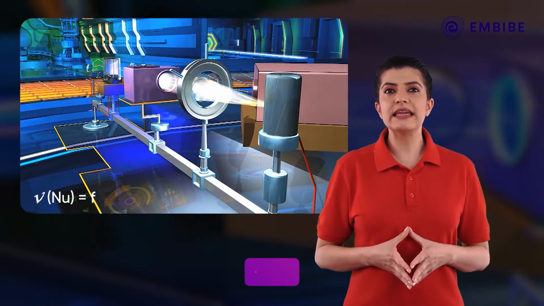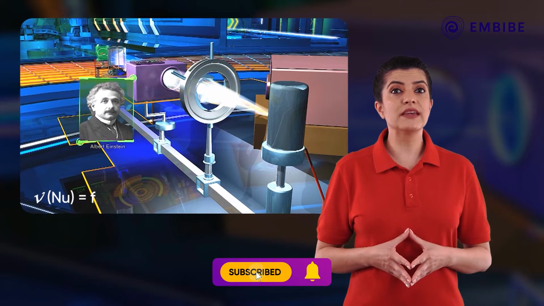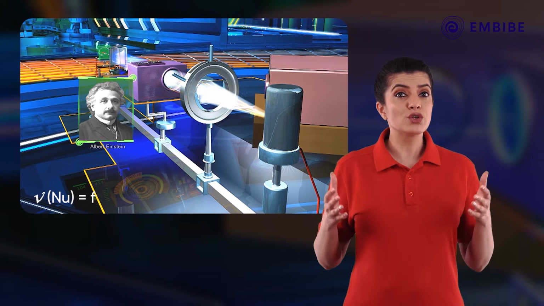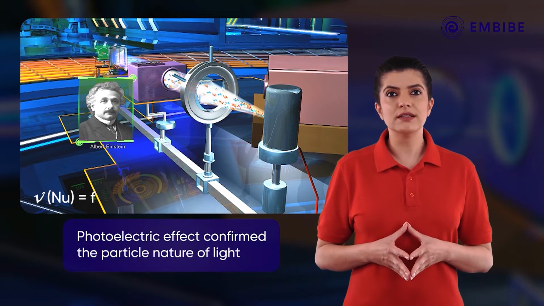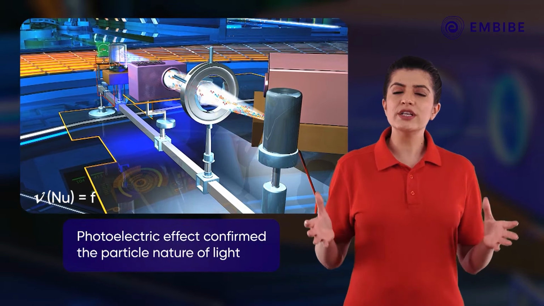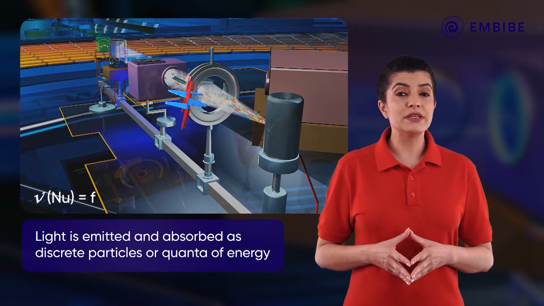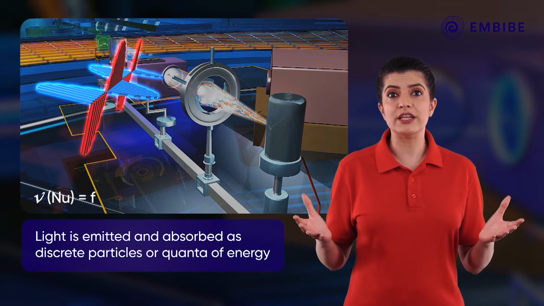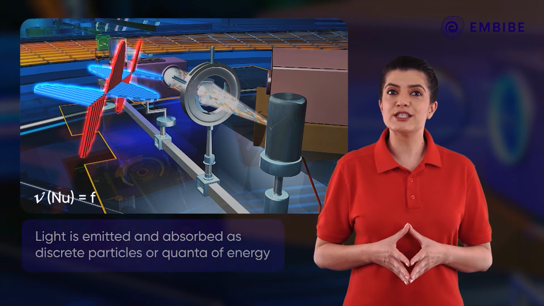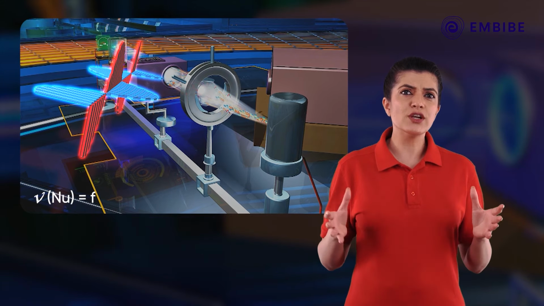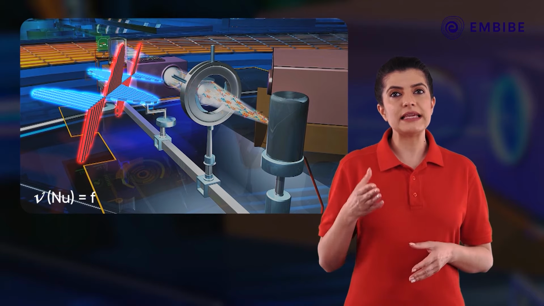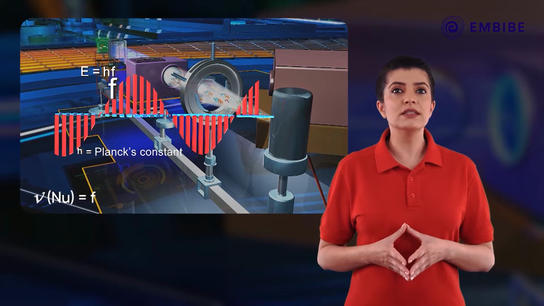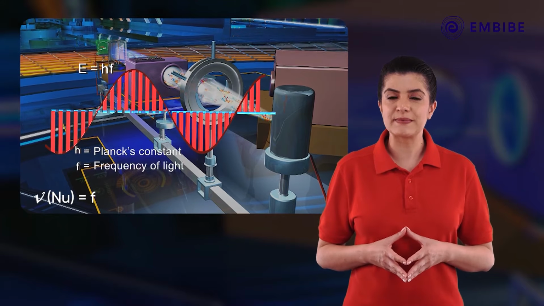A path-breaking explanation of this phenomenon was given by Sir Albert Einstein in 1905, which also confirmed the particle nature of light. According to his explanation, light is emitted and absorbed as discrete particles or quanta of energy, which were later named photons. The energy of a single photon is given by E equals h nu, where h is Planck's constant and nu is the frequency of light.